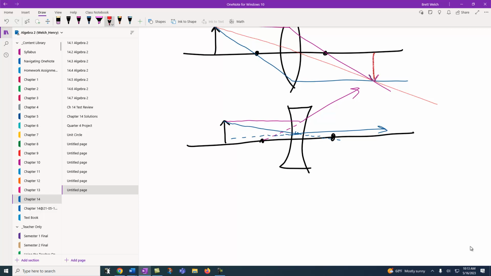Finalize the third one, always goes straight through the center. Like that. And our little guy right there is where our image is going to appear.